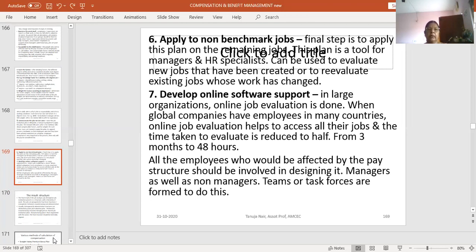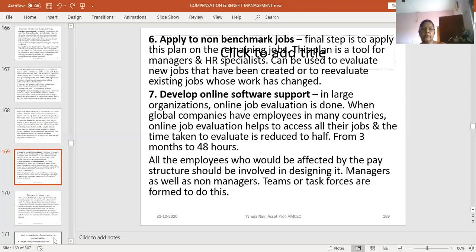Like for example, many software companies have done away with coding. They are not employing people anymore. They have started using AI machines to do the coding. So such kind of existing jobs whose work has changed, you can re-evaluate with the help of these job evaluation plans. Then the seventh step is online software you can use to support your job evaluation process.